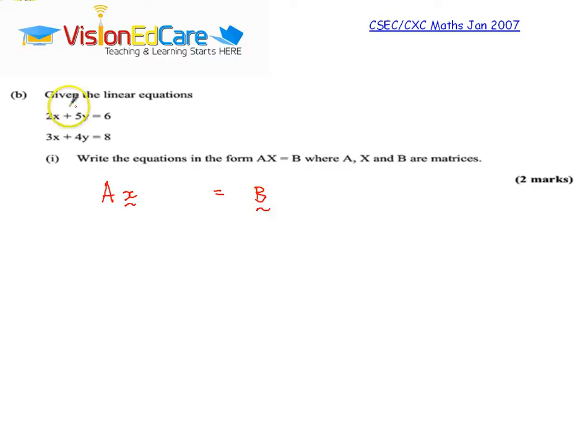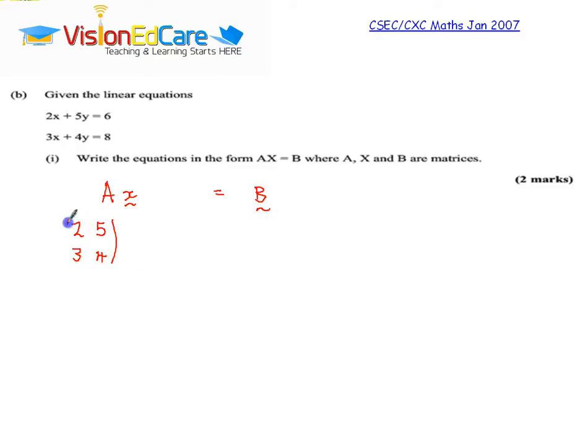So A here represents the 2 by 2 matrix. To write the 2 by 2 matrix, we write the coefficients of the X and Y terms in both equations here. The coefficients of X and Y in the first equation are 2 and 5, and the coefficients of X and Y in the second equation are 3 and 4.